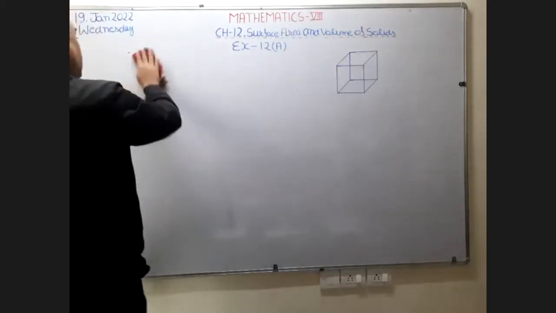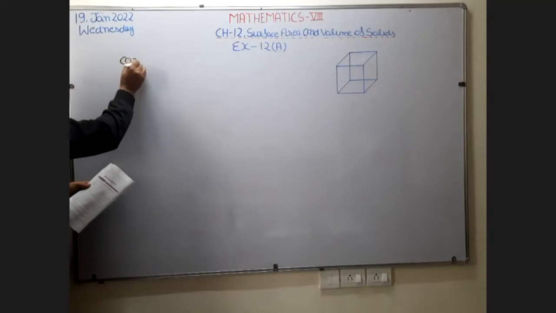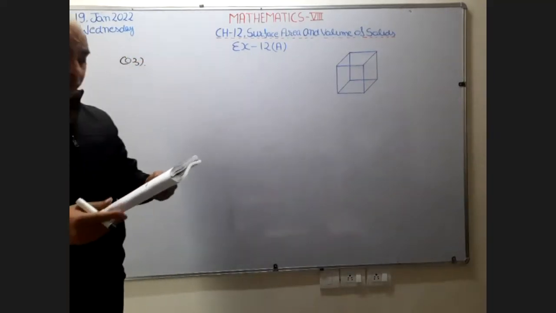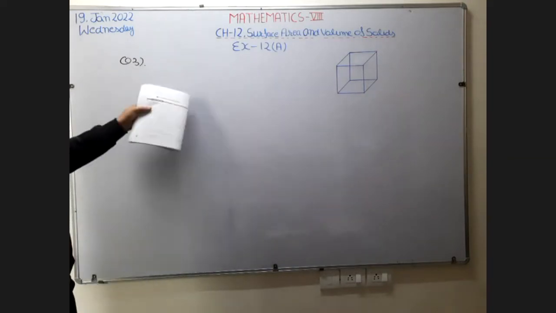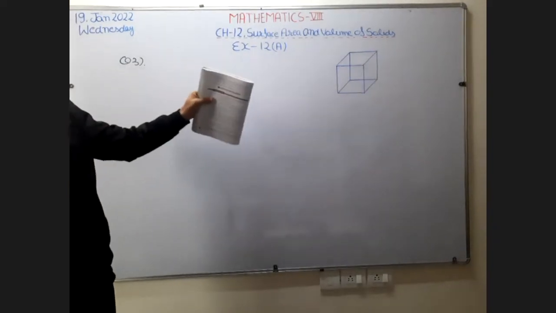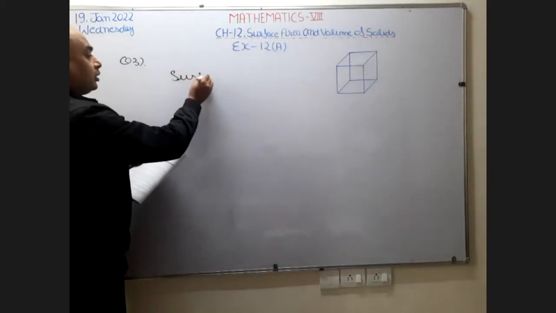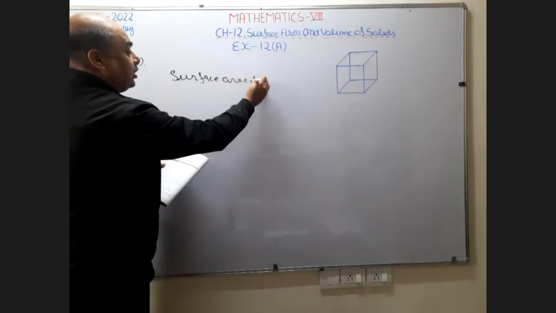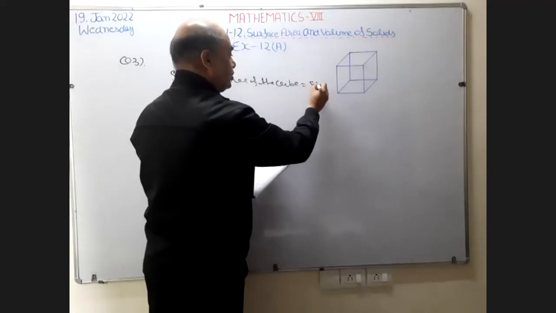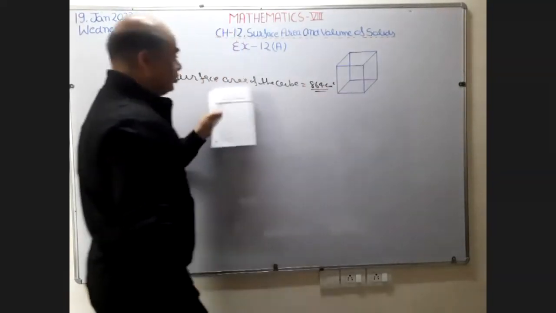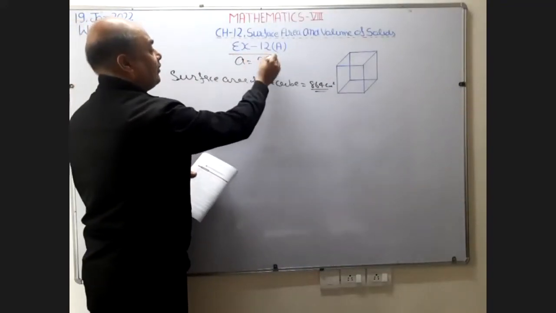Now check question number 3. What is given here? Find the edge of the cube whose surface area is given. Now in this question, we want to find the edge of the cube. In the previous question, the edge was given and we found the surface area, but in this question, the surface area of the cube is given, which is 864 centimeters square. Edge means side a. We want to find the value of a.